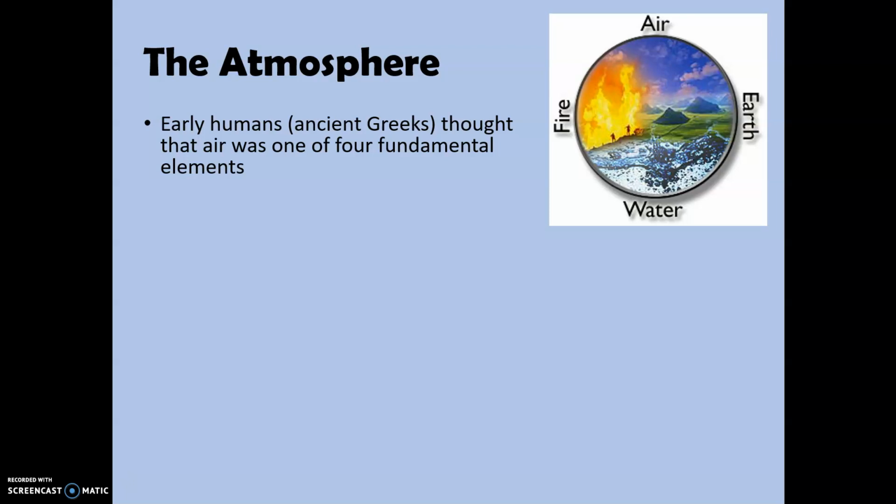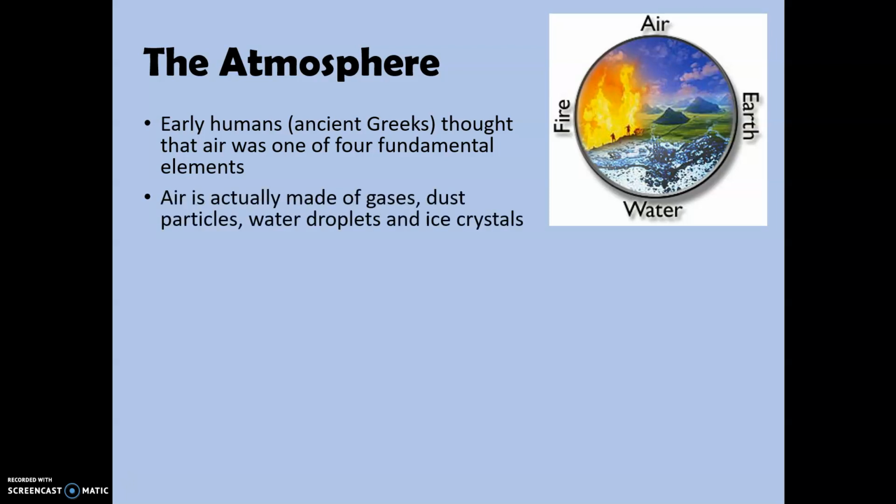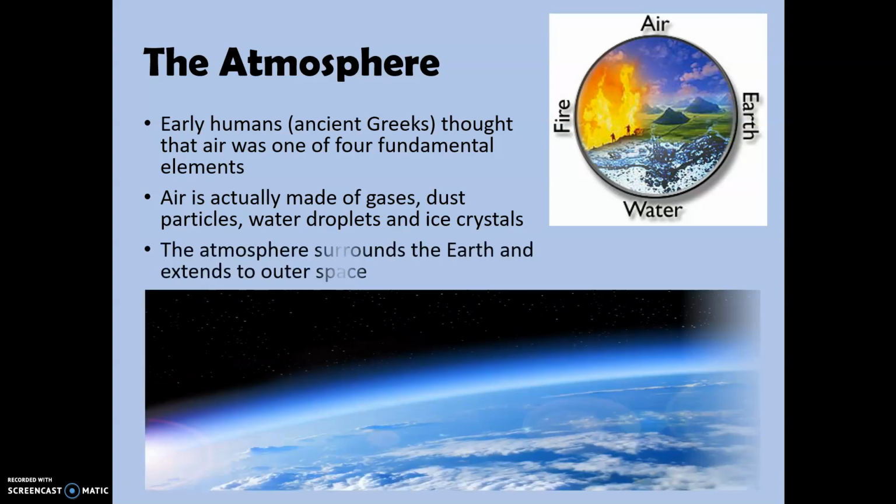So the atmosphere. We think of it as being air. It's really air with material in it, and the air in the atmosphere, depending on where you are, has some pretty different characteristics. It's actually made of gases, dust, particles, liquid water droplets, ice crystals, all sorts of stuff going on up there. But really, the atmosphere is the area of air that surrounds the Earth and extends all the way up into outer space.